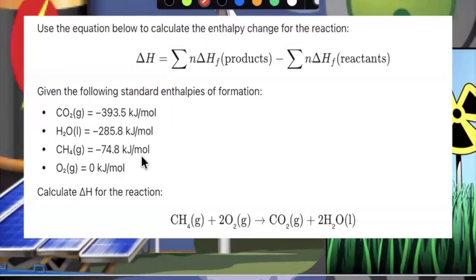Okay, and here we go for this one. Again, as most of the time, you are doing final minus initial, so products minus reactants. This looks a little scary, but all this is saying is delta H equals the sigma, which is sum. So you add together, n is moles, which is your coefficient, and delta H formation is a chart value.